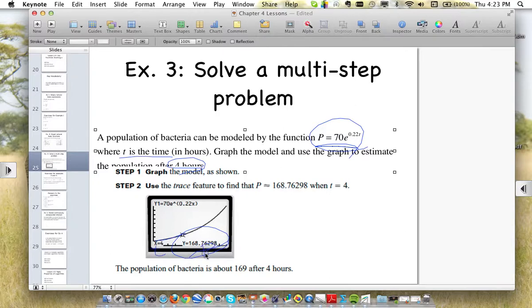So the population of bacteria is about 169. So kind of like people, you want to round up for these whole numbers. So the population of bacteria is about 169 after the 4 hours.